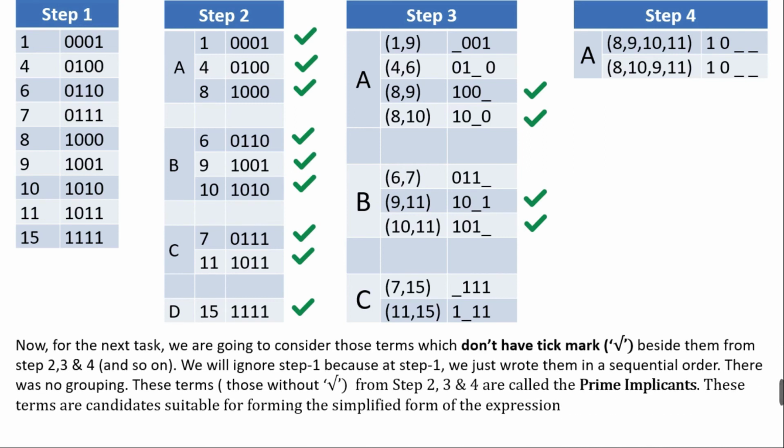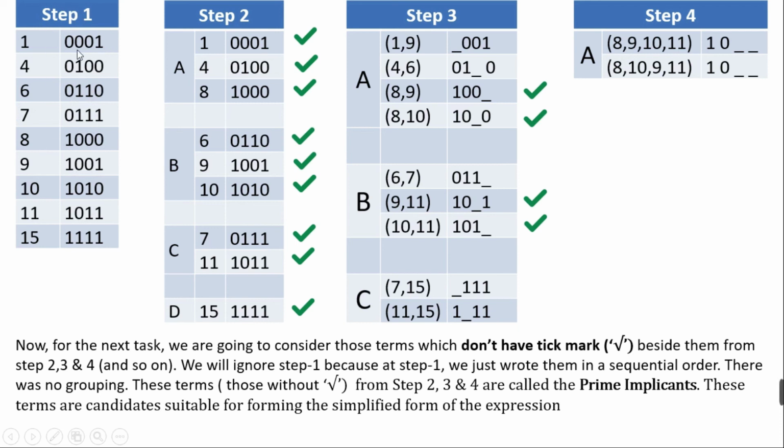So now for our next task, we're going to consider those terms in our problem which don't have tick marks beside them. This will check for steps 2, 3 and 4. So we'll ignore step 1 because step 1 is basically just sequential ordering of all the main terms, so there were no groups involved, so that's why we're going to ignore step 1.